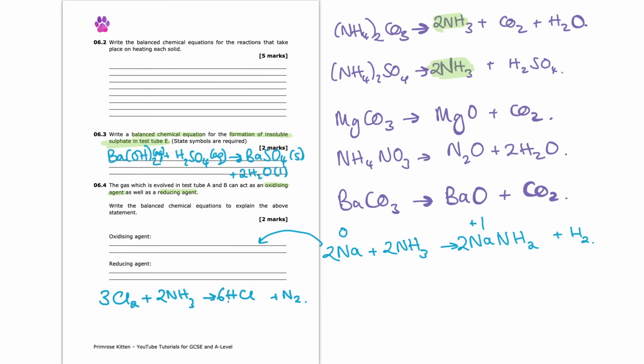But the key thing here is that that chlorine has gone from having an oxidation number of 0 when it's in the form of Cl2 to being -1 in HCl. So there the oxidation number of chlorine has reduced, which means that the chlorine has been reduced and therefore the ammonia has acted as a reducing agent.